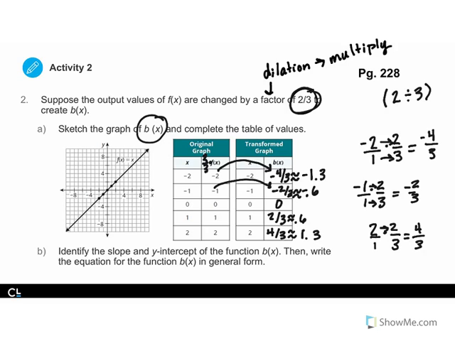Okay, so we need to graph these now. I'm going to erase some stuff just so this doesn't look so complicated. Go ahead and make sure you have this in your book before we put these on the graph. So go ahead and pause if you don't already have that.